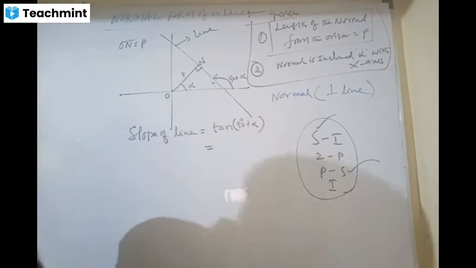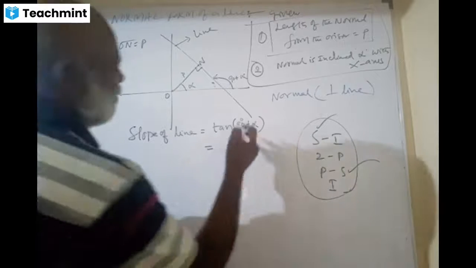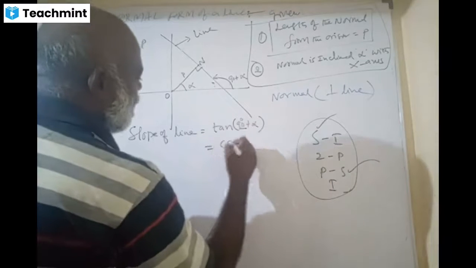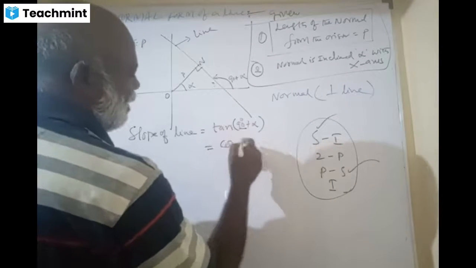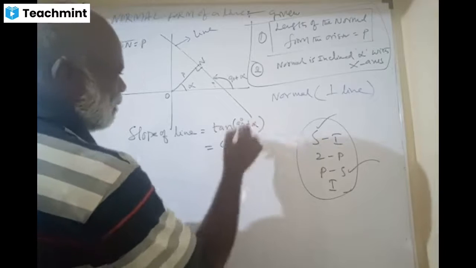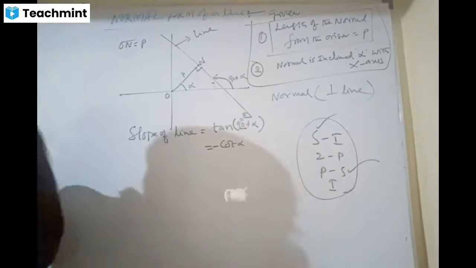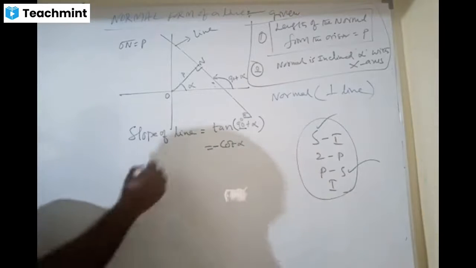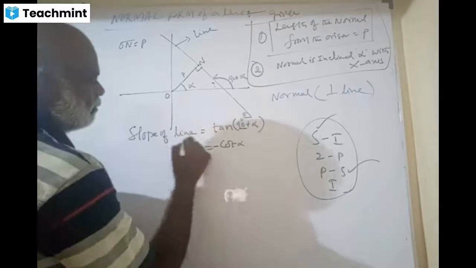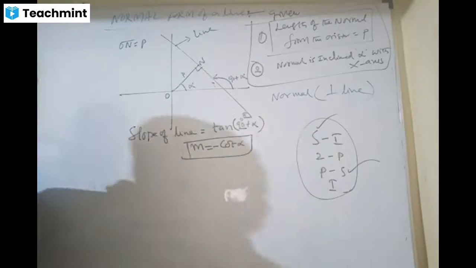Minus cot alpha. Whenever 90 is there, tan becomes cot, and alpha is the same angle you take, but in the second quadrant tan is negative, so minus cot alpha. That is called the slope. Do you agree? Is it clear?